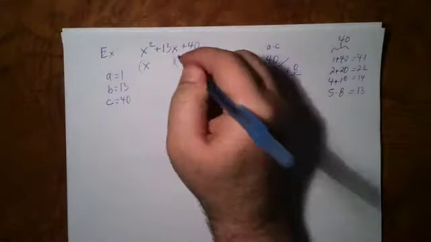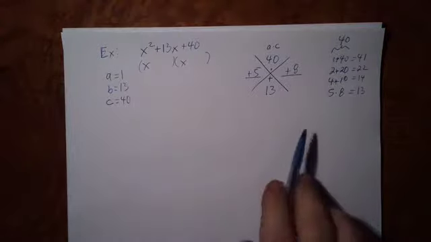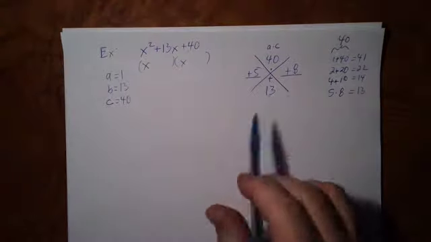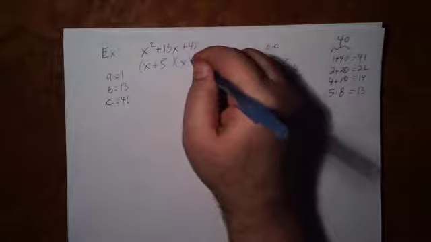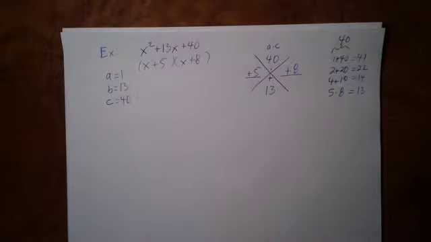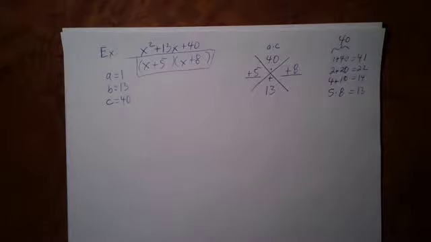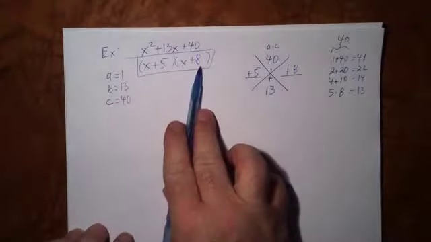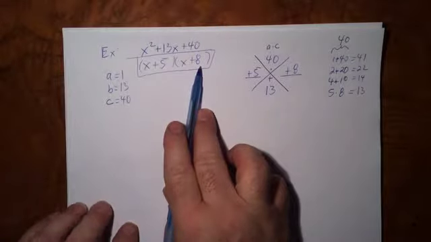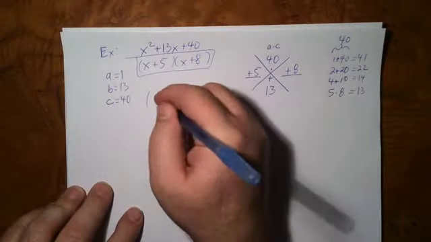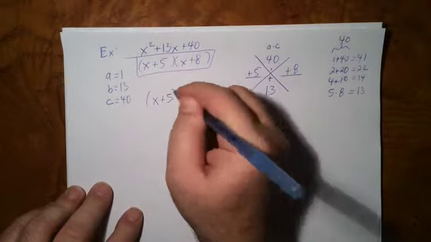So I'm going to start by putting x here. Afterwards, I'm going to find these two numbers, plus 5 and plus 8, put those in, and now I have my pair of binomial factors that I factored from the trinomial. If you want to check to see that these are correct, one way to perform a check is to multiply the binomials together, just to be sure that you've done this correctly.